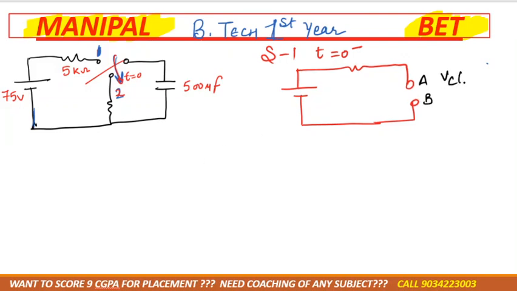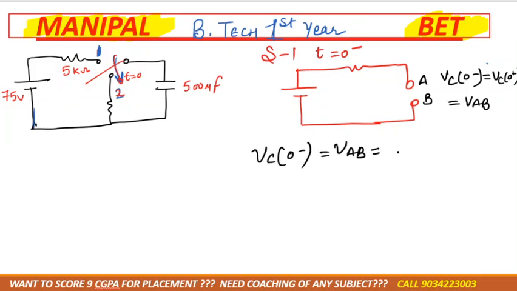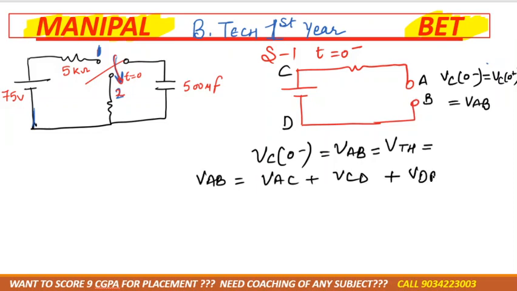So the voltage across the capacitor, VC of 0 minus, is equal to VC of 0 plus, which is equal to VAB. So ultimately we need to calculate VC of 0 minus, that would be equal to VAB. Again we have to do the same procedure, like how we calculated the voltage for the Thevenin. Same thing. Just suppose you are standing at A, you need to move towards B. So VAB is equal to A to C, C to D, and D to B.